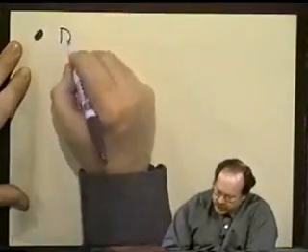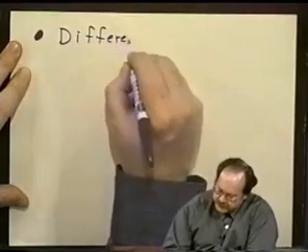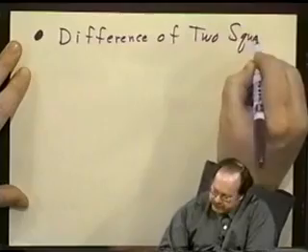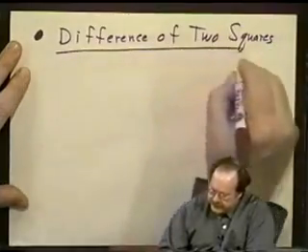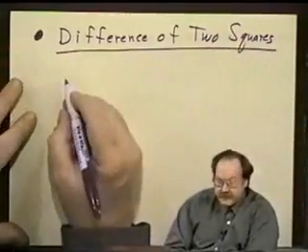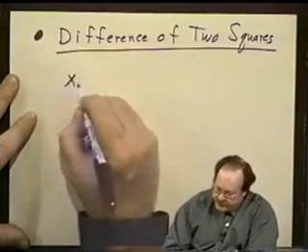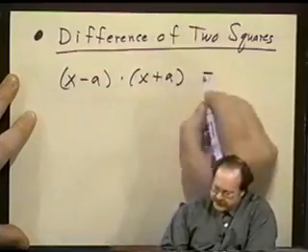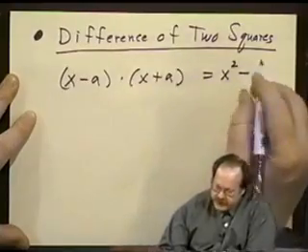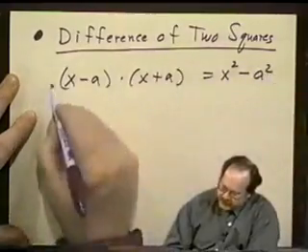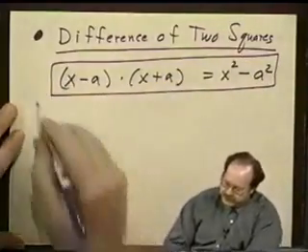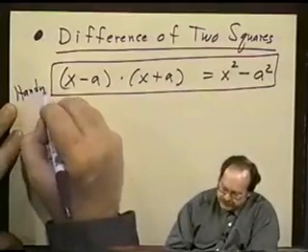The first one will be the difference of two squares. Difference of two squares. And here is the rule, and then I'll give you some reasons to believe that it's true. (x minus a) times (x plus a) equals, and here's the difference of two squares, x squared minus a squared. So here's the first of the handy product rules. So I'll put handy over here.